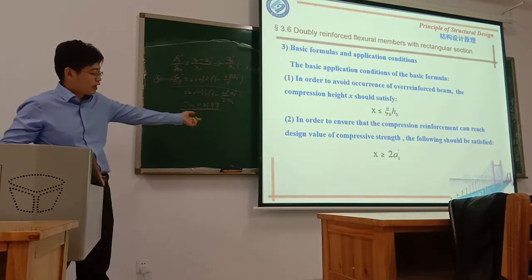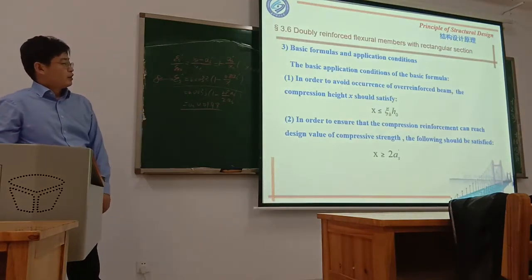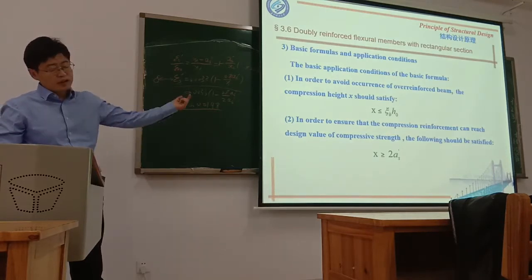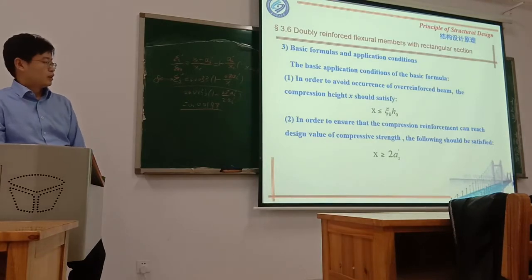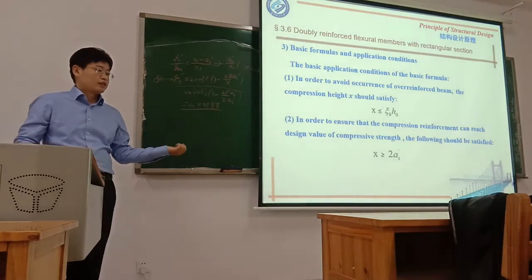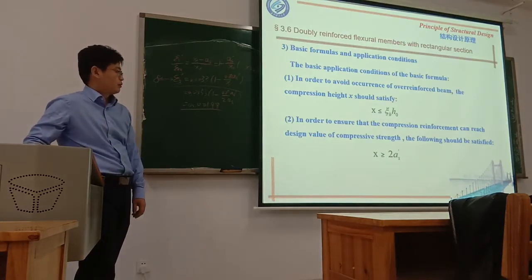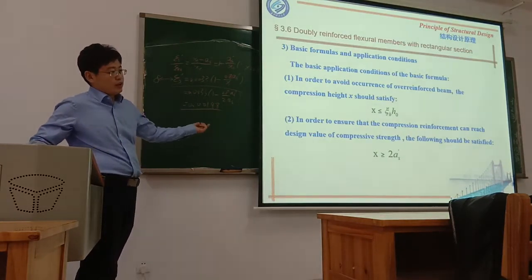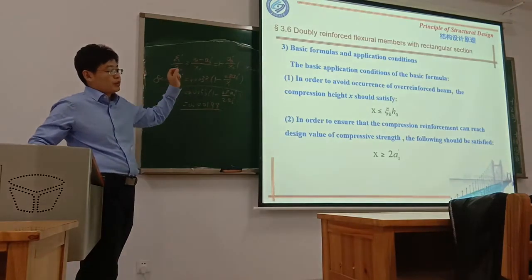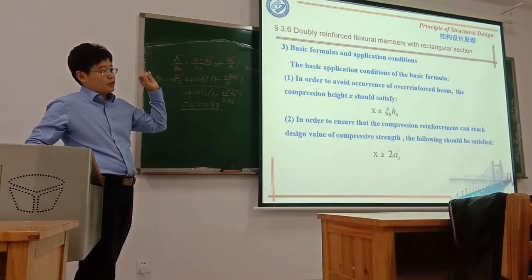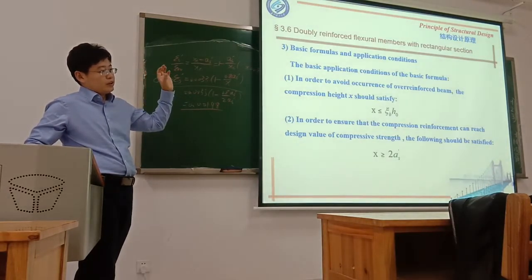So that's why we ask X larger than this and smaller than CBH0. That is the same as the single reinforcement. And X larger than 2 times AS prime is for the reinforcement in the compression zone, to make sure the reinforcement in the compression zone is fully used, reaching the yield strength.